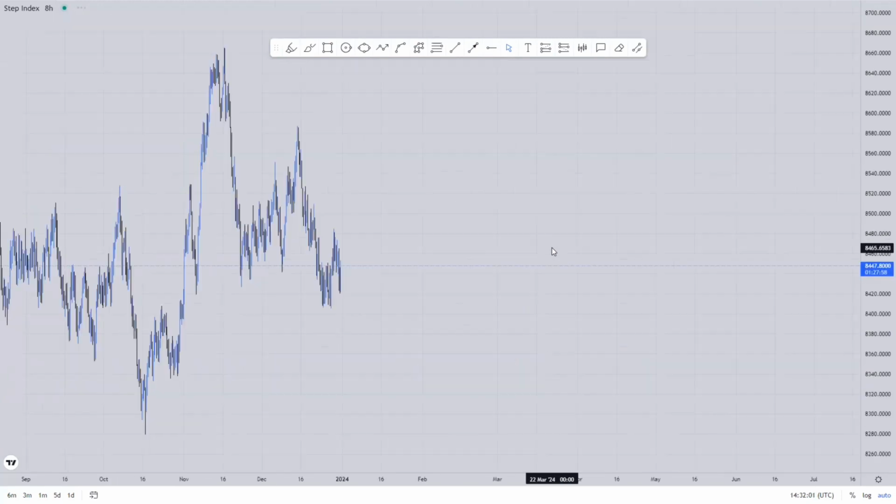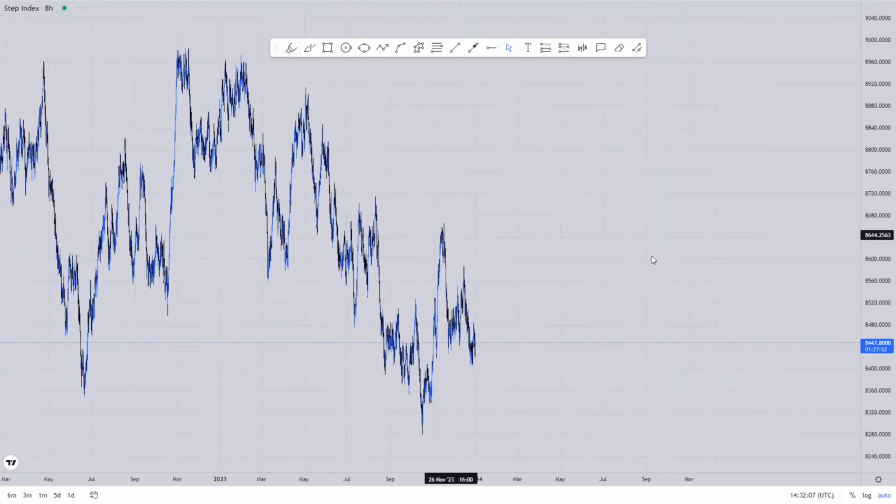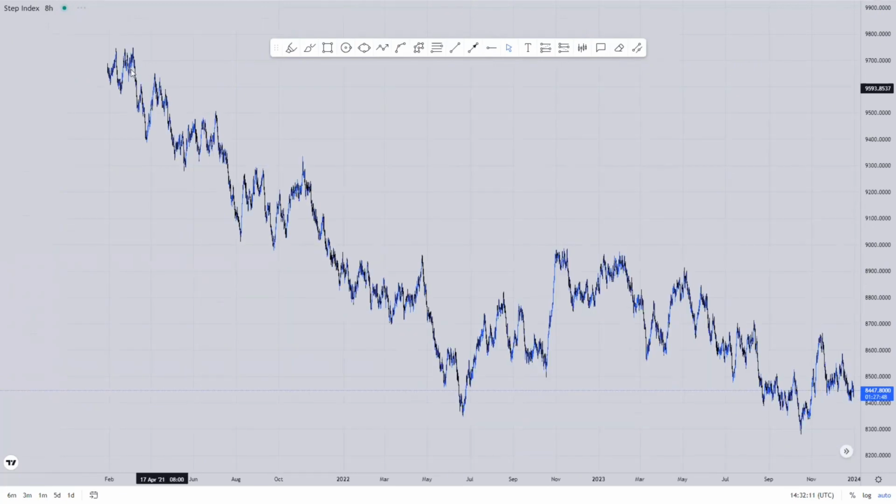In this particular video, I'm just focusing on Step Index, which is a synthetic index pair, but you can actually apply this strategy on any particular pair of your choice. So just a quick rundown of structure from up there, right? You can actually see that we have been breaking structure all the way from up there.